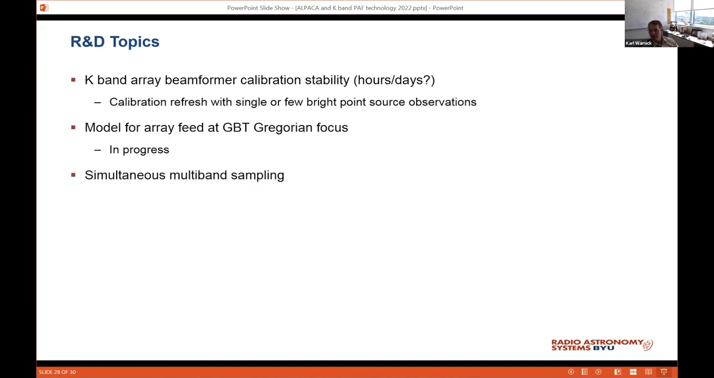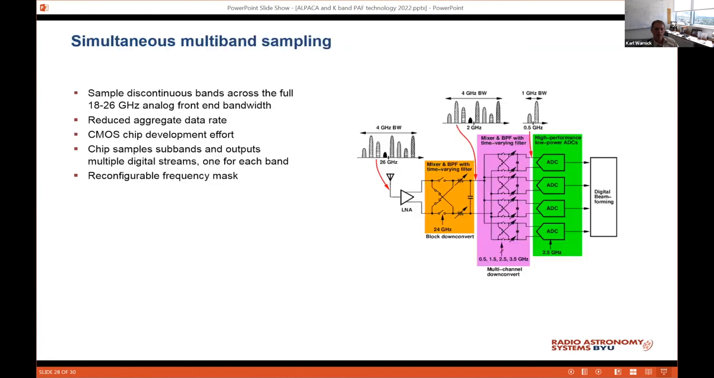Simultaneous multiband sampling, I'll explain that on the next slide. This is a proposal that I submitted. It wasn't funded, unfortunately, to the NSF, but we have a really good cutting edge CMOS mixed signal designer. We're proposing an architecture that can take a broad RF bandwidth into a chip analog and output digital bits corresponding to discontinuous subbands. So we call that simultaneous multiband subsampling. If that were to be funded somehow, we would hopefully have a chip available that we would use in place of the RF SoC digitizer because it'd be a much more efficient way to cover K-band with reconfigurable flexible subbands.